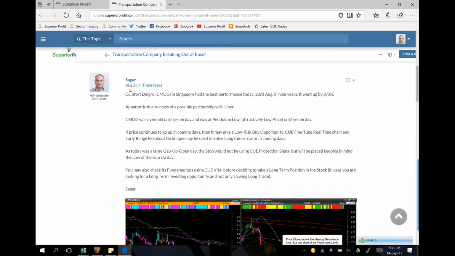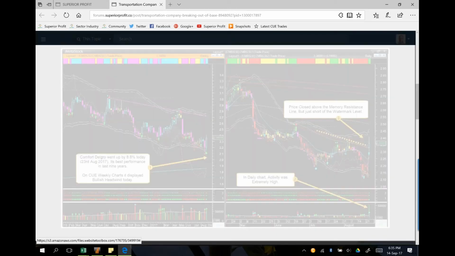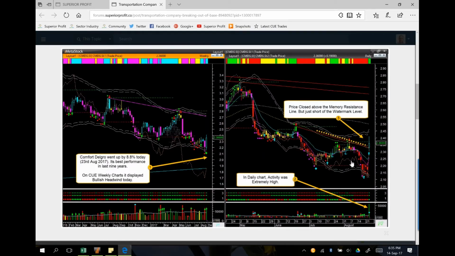This was posted on August 23rd on Comfort Delgro. This is a taxi operator, transportation company based in Singapore. When I first shared the thought, I noted that after a large downfall in the daily chart, there was a bullish headwind signal. This is a possible reversal signal which allowed us to take a possible reversal swing trade, but that was then. At the right edge, I saw that price went up heavily with extreme high activity.